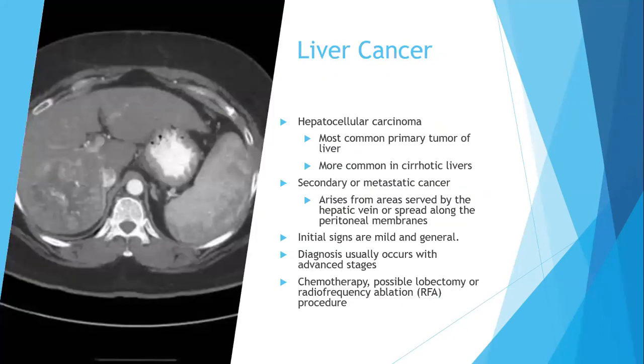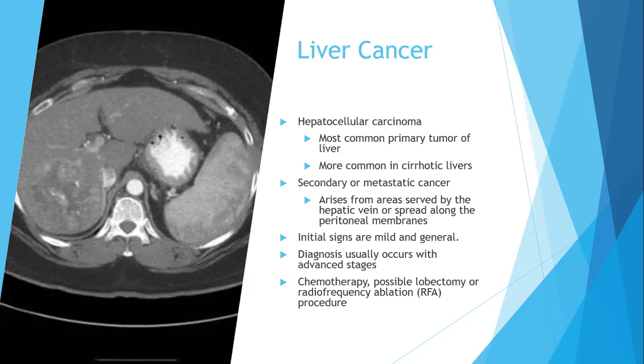So liver cancer, it's never good. Hepatocellular carcinoma is the most common primary tumor of the liver. It's more common in cirrhotic livers. So you have that tissue necrosis. Things go ugly when you have tissue necrosis. You can get secondary or metastatic cancer that arises from other areas that are served by the hepatic vein, and they spread along the peritoneal membranes. So just metastasis from other sites.